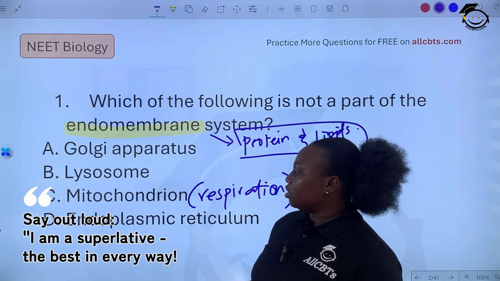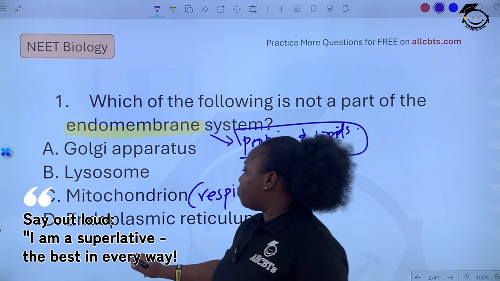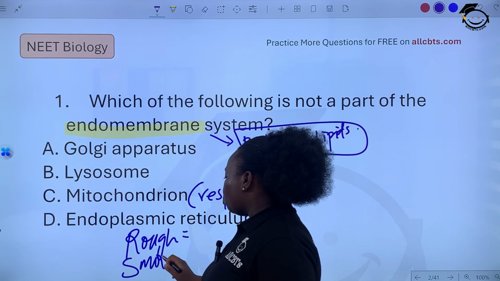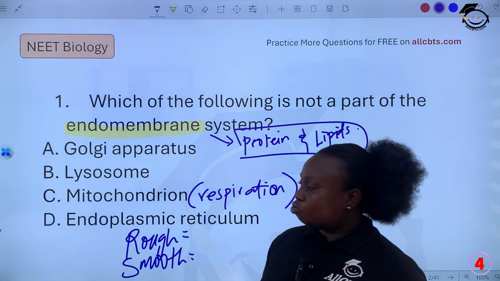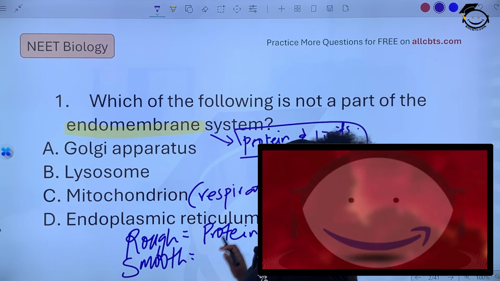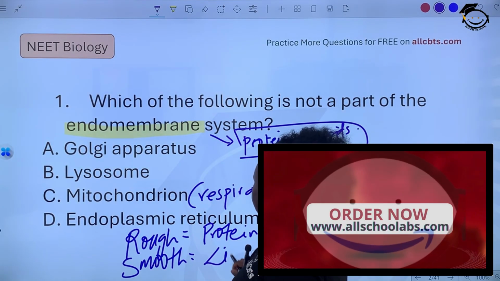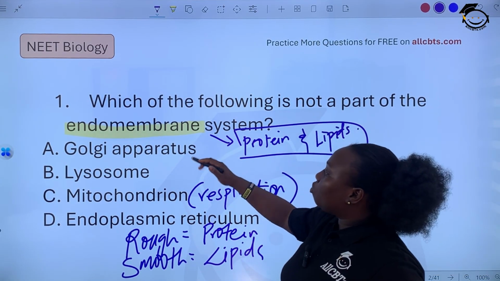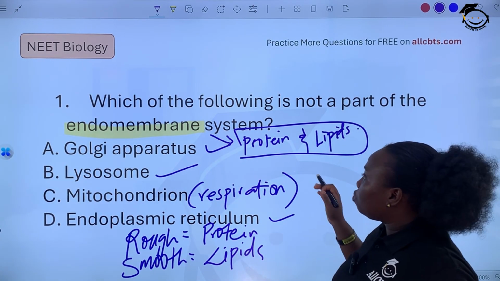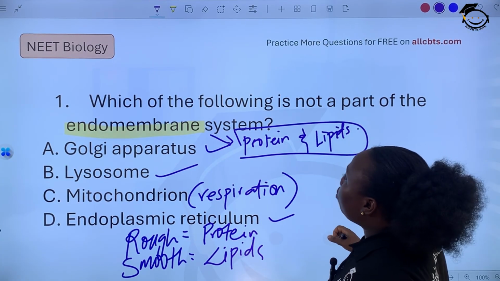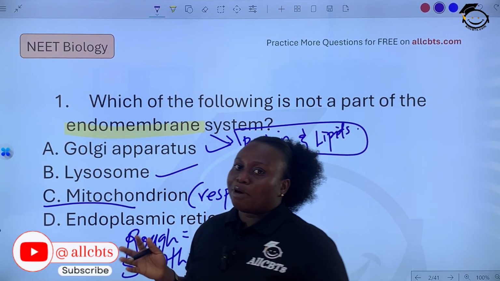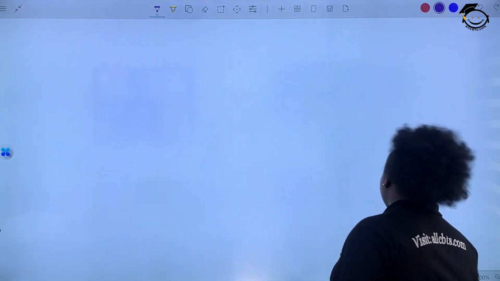Let's look at option D, endoplasmic reticulum. Now, we have the rough endoplasmic reticulum and the smooth endoplasmic reticulum. The rough one has to do with protein packaging, while the smooth endoplasmic reticulum has to do with lipid synthesis and packaging. So we know that the Golgi apparatus, the lysosome, and the endoplasmic reticulum have something to do with protein and lipids. So that is why they are called the endomembrane system, except for mitochondrion. So that means that our answer is option C, mitochondrion.